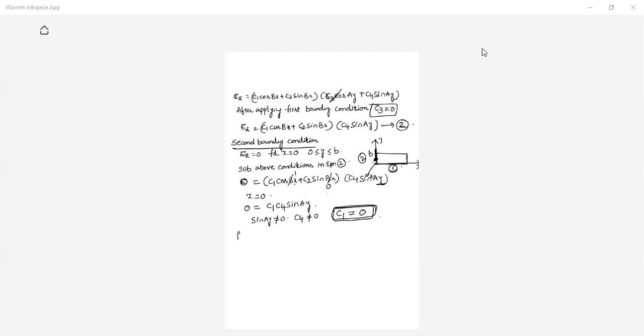So from boundary condition 2, C1 is equal to 0. So equation number 2 becomes, what is equation number 2? C1 you should make 0. So what is the expression of Ez now, tell me? Ez = C2 sin Bx into C4 sin AY. So now let us consider this as equation number 3.